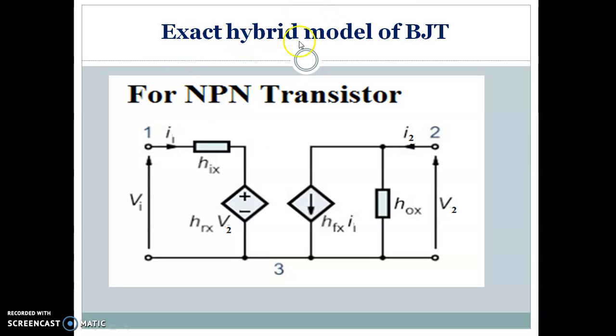So this is the notation I am going to use hereafter. Now, the exact hybrid model of a BJT. Once you find out your H11, H12, H21, H22, this is how we can model our BJT. This is for an NPN transistor. You can see here HIX, because I have not mentioned which configuration it is, whether CB, CE or CC. So X represents the configuration, and you can see the other notations I retained. This is the reverse voltage gain, HR, this is the forward current gain, HF, and this is my output admittance, which has been retained as HO.